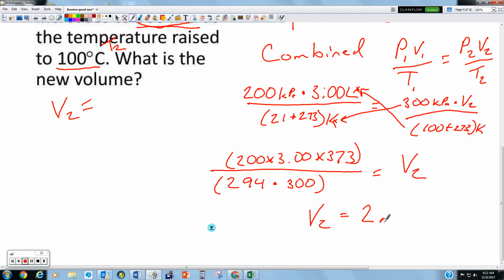And the other thing to look at, your answer should make sense. Our original volume was 3 liters. We raised the temperature by 70 degrees or so, and then we changed the pressure by a lot. So we just need to pay attention to that. The new volume makes sense. If you got a number like a volume of 400 liters, I might question that one. This number is similar to our original, so it does make sense.